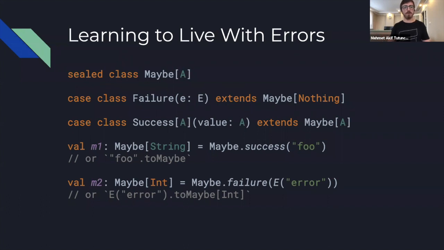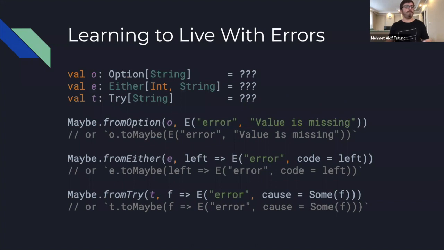So let's see some example code. This is a simplified definition of how a Maybe is defined. So there is a Maybe type with the type parameter A, and it can either be a failure holding an E, or it can be a success holding a value of A. So very simple building of Maybe could be these Maybe success or Maybe failure methods, or with required imports and syntax extensions, you can directly call toMaybe on objects of any type you want, and it can be converted to a Maybe instance.